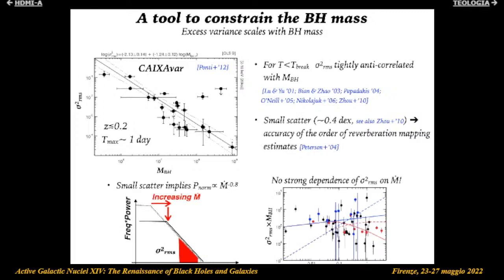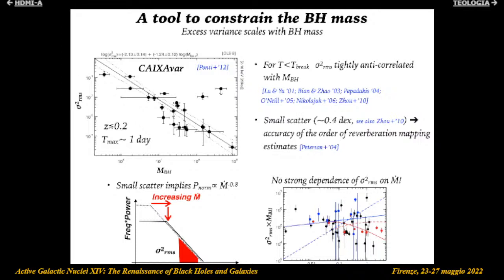Basically because it has been shown that there is no relation of this parameter with the mass accretion rate. And so this is a much easier way to estimate the black hole mass. The reason is that it is possible that the normalization of the power spectrum at the break counterbalances any dependence on the mass accretion rate of the break itself.